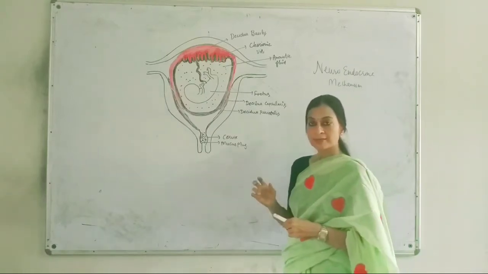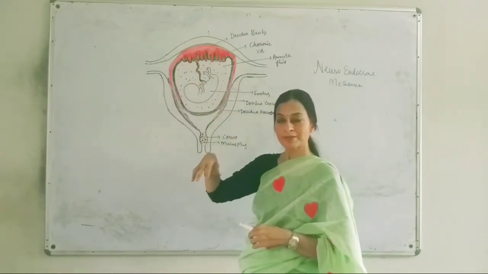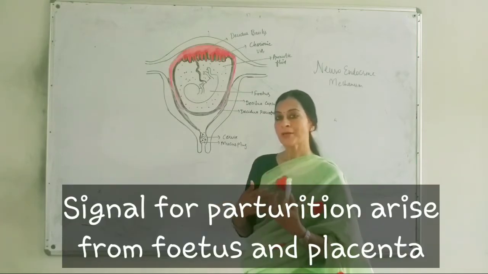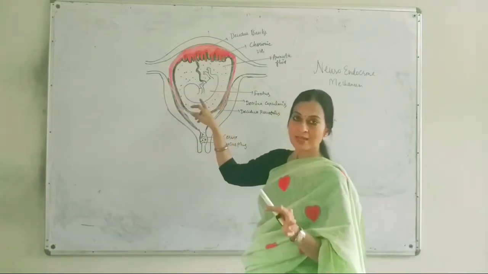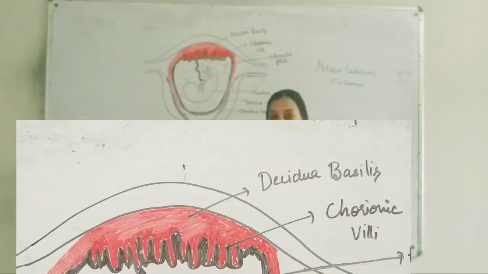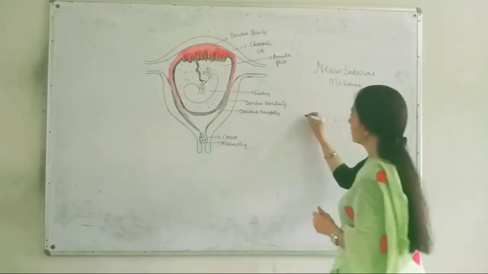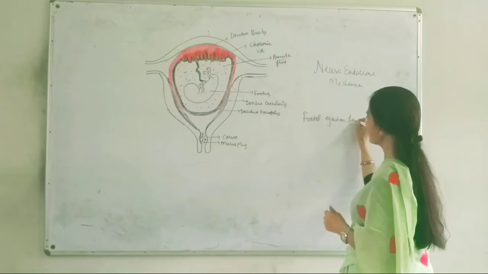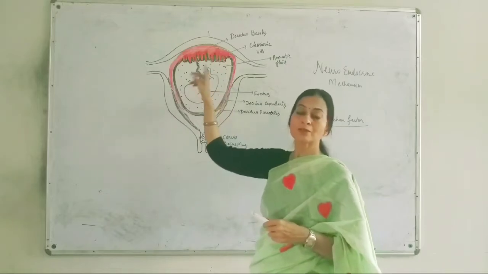Now, a very interesting thing is that when this fetus has to take birth, the signals for its own parturition process, for its own expulsion, arise from the fetus itself. The fetus and this placenta, this disc-like structure, these two structures start secretion of fetal ejection factors. These are a special type of protein which is released by the fully developed fetus and the placenta itself.